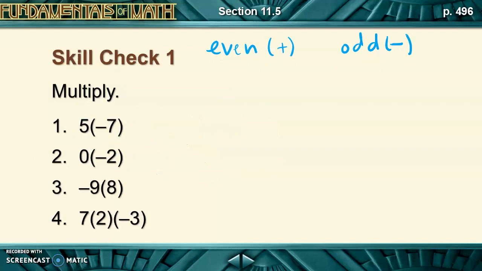Let's look at skill check number 1. How many negative signs do we have? I'm going to start by circling. I have one negative sign, so the whole answer is negative. And 5 times 7, so negative 5 times 7 is negative 35. Next, this one has one negative sign, the whole answer is negative. 0 times 2 is 0.